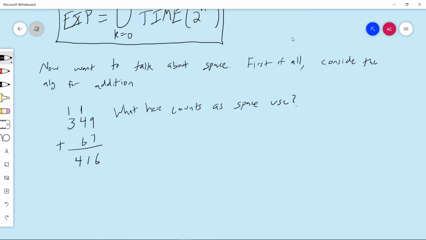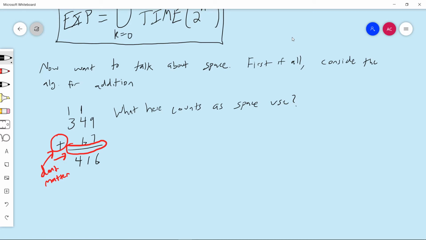Does the input and the output count? First of all, obviously this doesn't count. So obviously this plus sign and line are just there to frame this, but in a computer we don't need these two things. These aren't vital to the computation in any sense. The input and the output, the two numbers as the input and the one number as the output, those are essential, but should those count as space use? Well, they could. That would be up to us.